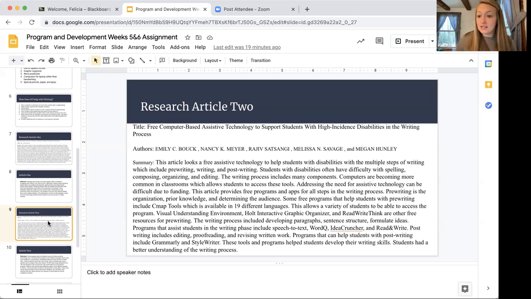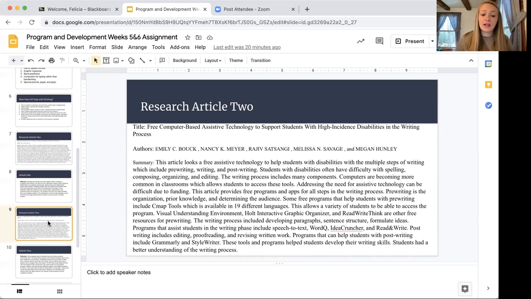So during the writing stage, we are looking at developing sentences, developing paragraphs, formulating ideas, and really just getting your thoughts on paper, which definitely can be a challenge for some students. Some programs that they included were speech to text, WordQ, Idea Cruncher, and Read and Write. So those are some programs that help students in that writing process.